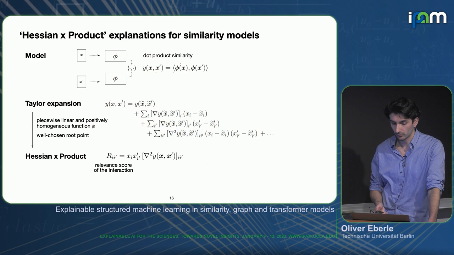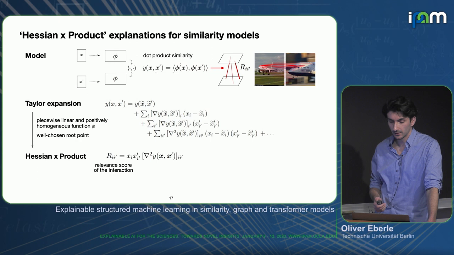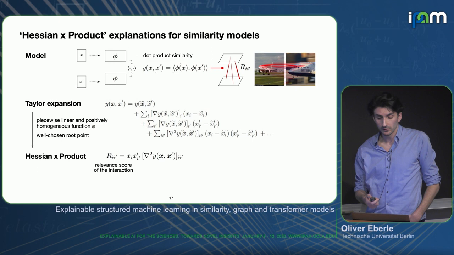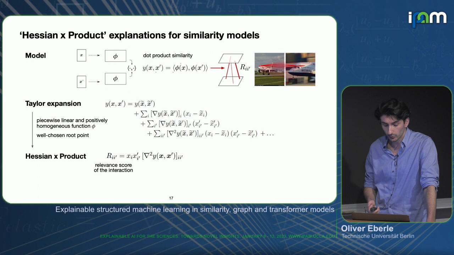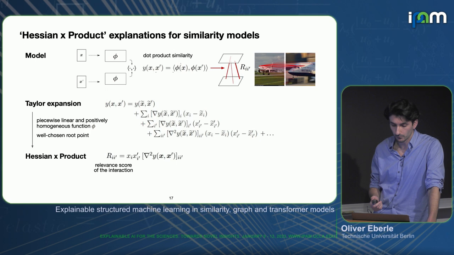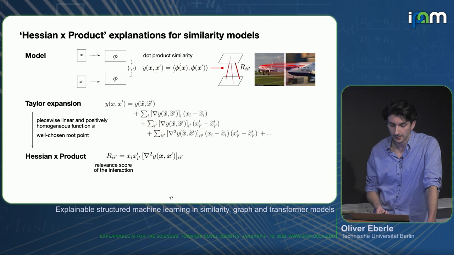Maybe to make it more clear what type of explanations we're looking at here, I have an example where you give two input images, for example of a plane, and the resulting explanation of why these two images are similar gives you the pairwise interactions between the most relevant regions. So you get these second order explanations. As I said, you can compute these for very shallow and simpler methods by using the Hessian of the function times the product of the inputs. This is similar to the very popular gradient times input explanations in standard scenarios, for example in image classification.